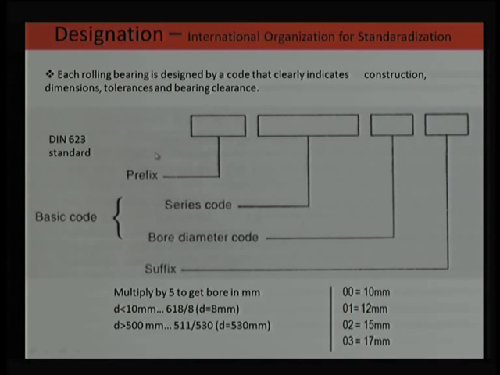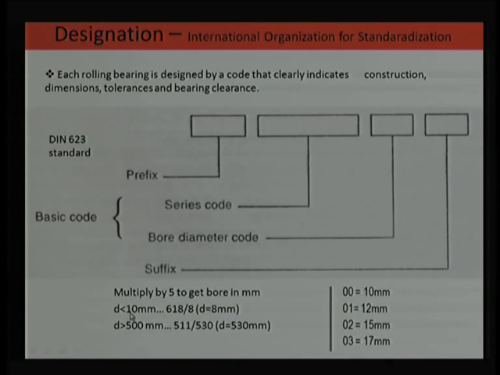First, in this situation, the bore diameter code is given as the last two numbers. Whatever the bore diameter code given, these two numbers need to be multiplied by 5 to get the bore diameter. For the ball bearing, it was 64 and 05, so 05 into 5 gives 25 mm, the bore diameter of the bearing. That is why that kind of bearing was selected for the shaft.